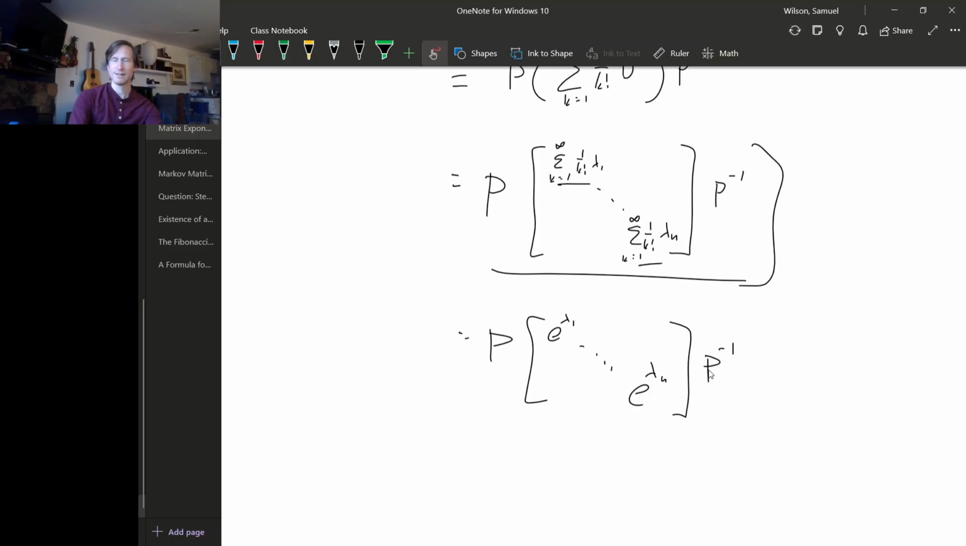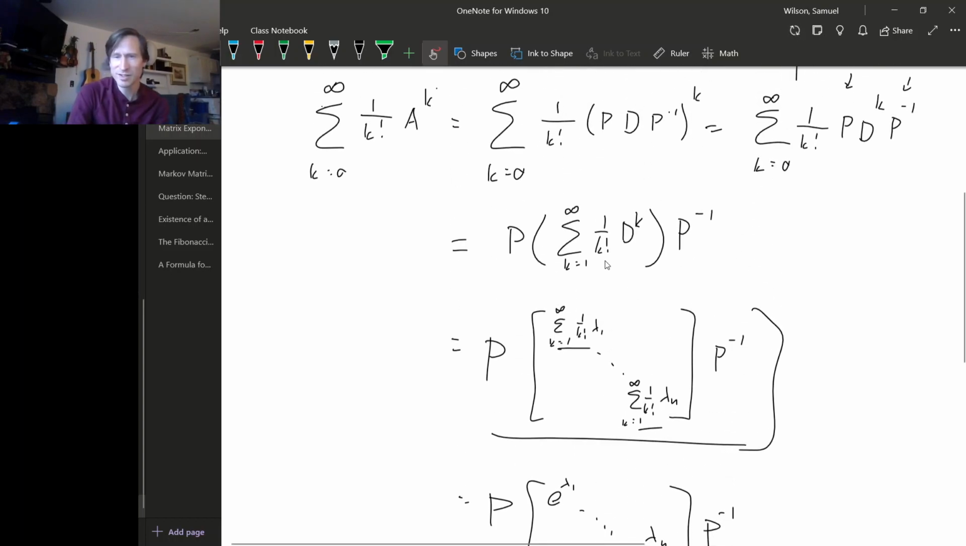Okay, so the reason this works is because power series are put together with multiplication and addition, so we can factor out these matrices P and P inverse. And then the matrix product D and the sum and the scalar product here happen component-wise, specifically because D is diagonal. That's really what's making this whole thing work.